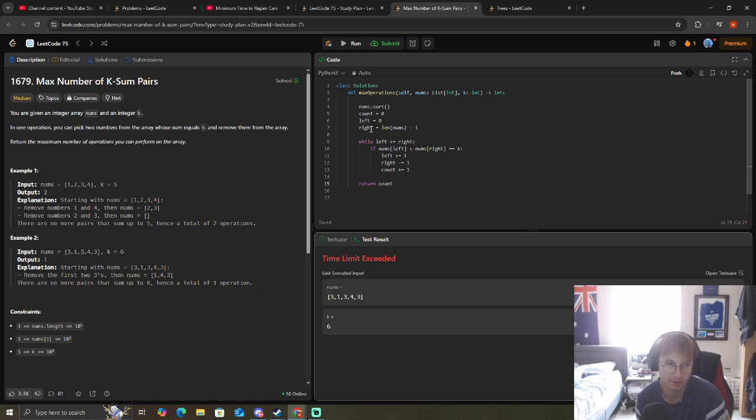If nums left plus nums right is equal to k. Okay, let's run through this test case. If nums left is equal to nums right, we delete these two, right? And we create what our length of our array is 2. Okay, maybe we just increment our count, right? But then we leave these outside.